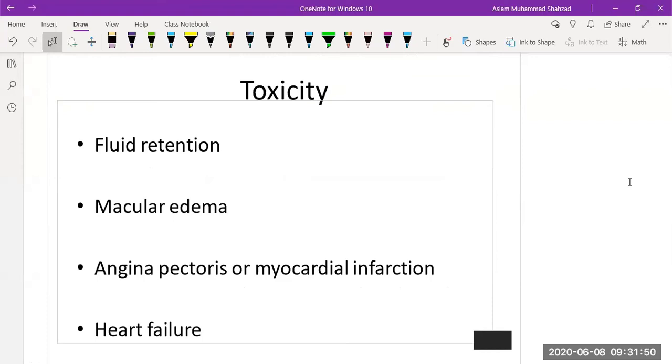If you know that fluid retention is the common toxicity, then obviously the fluid retention is also responsible for heart failure. So they are linked. These toxicities are linked with one another. So you can memorize by looking at these toxicities and their links and their interconnections.